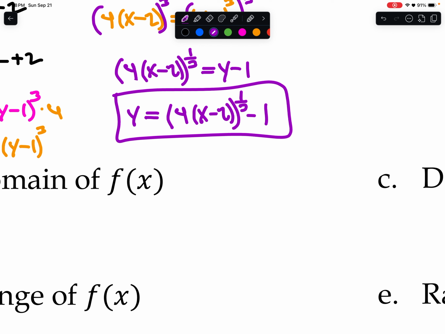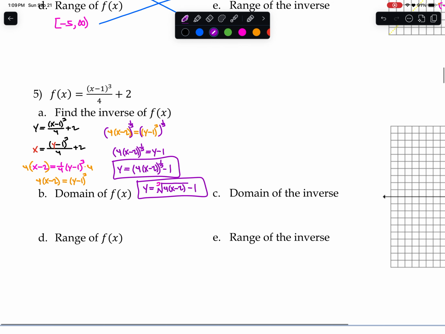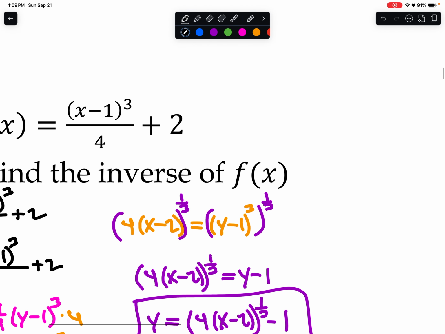Another way would be if you want to use the radical, but it's really personal preference. So if you are going to use the radical, just make sure you put that 3 in the index so that we know that we're doing a cube root. So either one. All right, so when I do my graph, we're going to use the transformations to find our quote-unquote vertex, which is going to be at 1, 2.